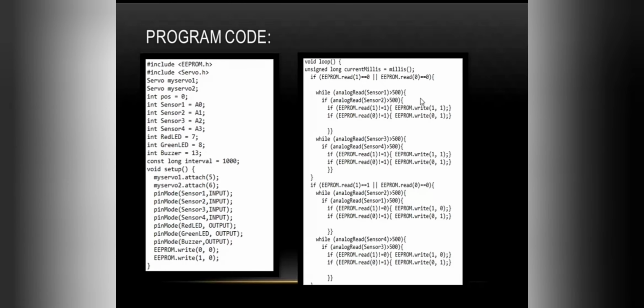Then after the train moves completely backward, that is, if it exceeds 500, the EEPROM.write values at both address 1 and address 0 will change to 1. That is, the gate will open. 1 represents the gate will open and 0 represents the gate will close. Similarly, this is for sensor 1 and sensor 2, and this is for sensor 3 and sensor 4. It is written for all possible values. That is, if sensor 1 senses and then sensor 2, similarly if sensor 2 senses first and then sensor 1, it has been written for both directions.